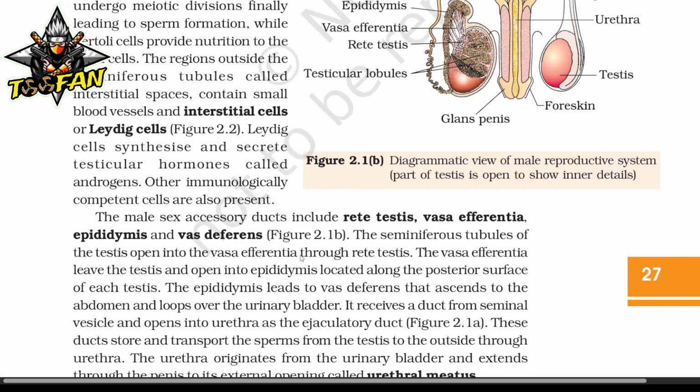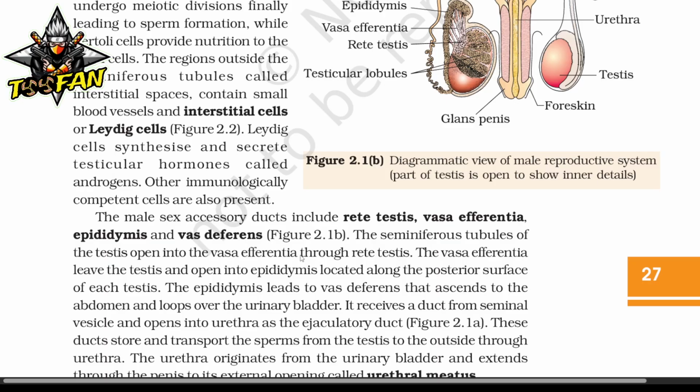The male sex accessory ducts include rete testis, vasa efferentia, epididymis and vas deferens. The testis opens into the vasa efferentia through the rete testis. The vasa efferentia leave the testis and open into the epididymis located along the posterior surface of each testis. The epididymis leads to the vas deferens that ascends to the abdomen and loops over the urinary bladder. It receives a duct from the seminal vesicle and opens into the urethra as the ejaculatory duct.